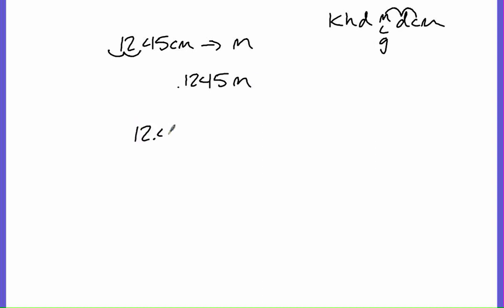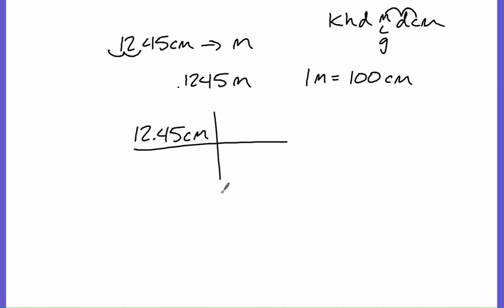If I had 12.45 centimeters and I wanted meters, I need to know how many centimeters are in a meter, and 1 meter is equal to 100 centimeters. So in my work, the reason why I move the decimal to the left 2 times is because in order to turn centimeters into meters, I'm going to have to take my 12.45 and divide it by 100. And since I'm dividing by a power of 10, I can move the decimal. That's why that trick works to begin with.